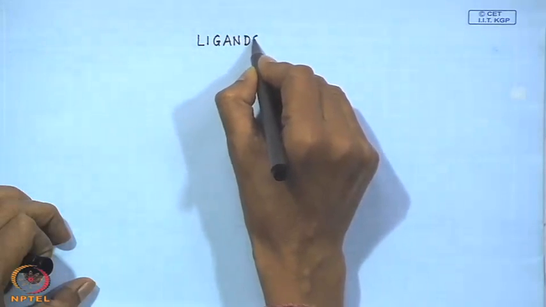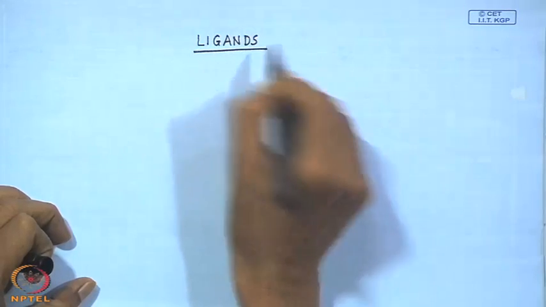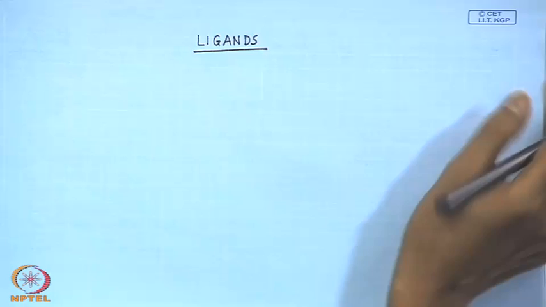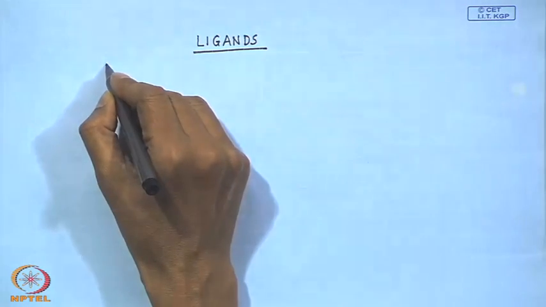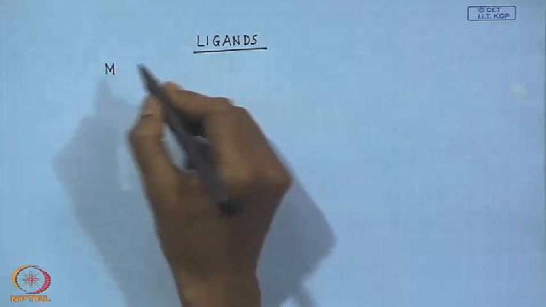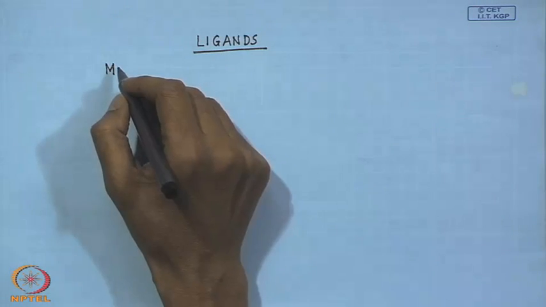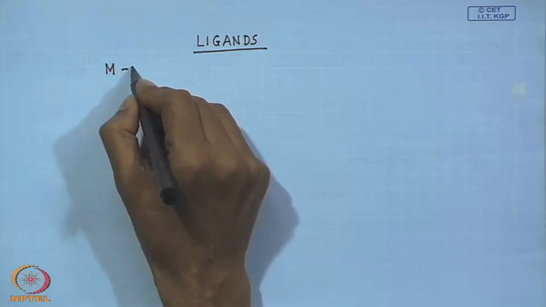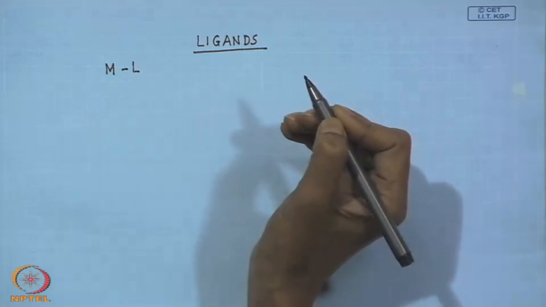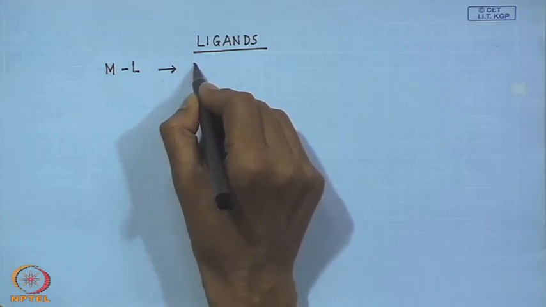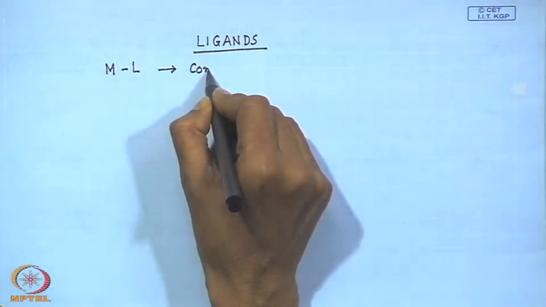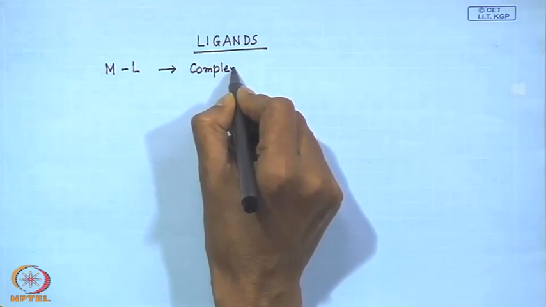Today we will simply start our discussion on ligands. In this situation, what we have seen so far is that if we have a metal, or anything like a metal, present in solution, it can interact with the ligand, giving rise to a typical complex species.